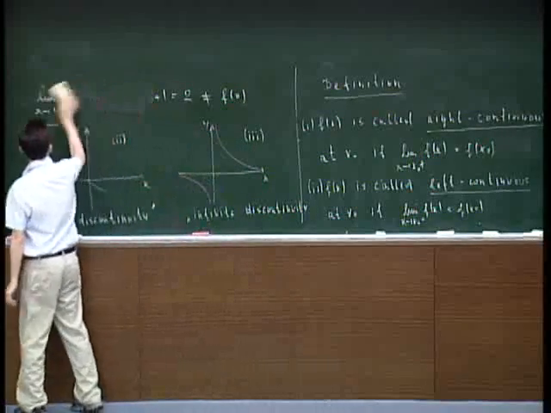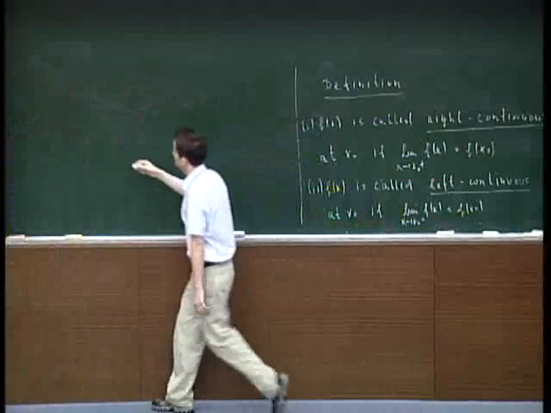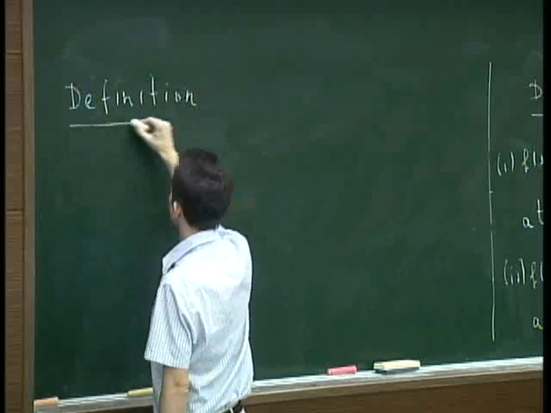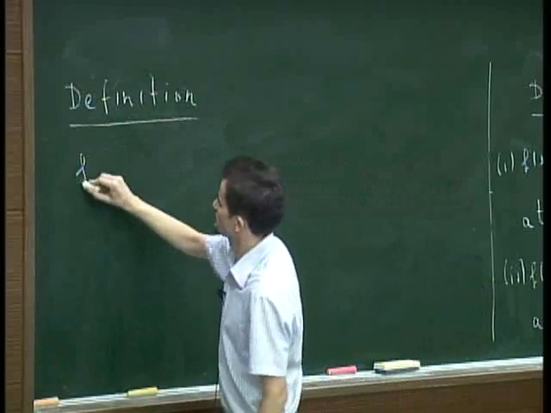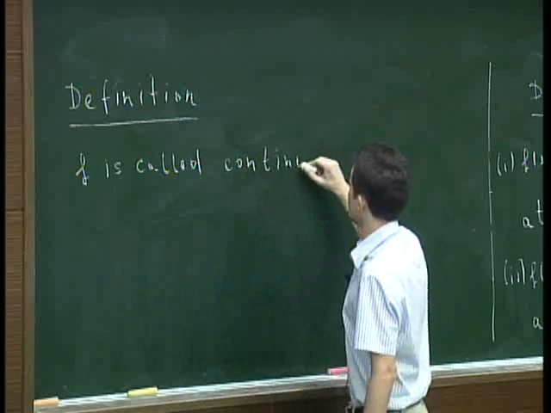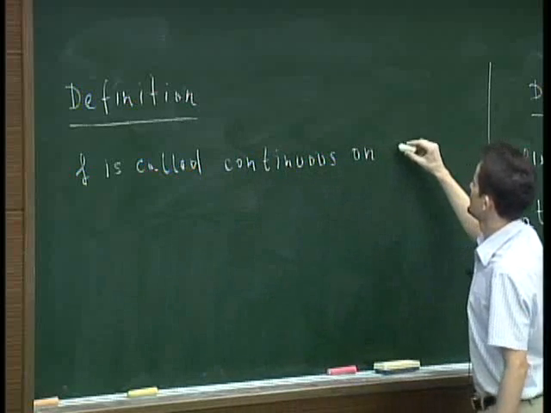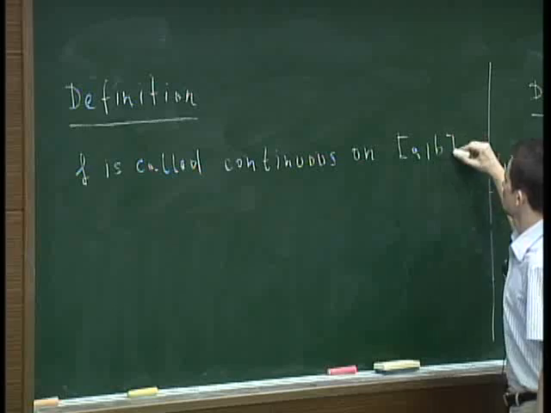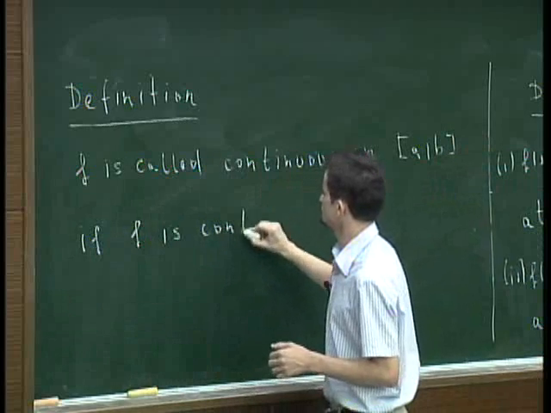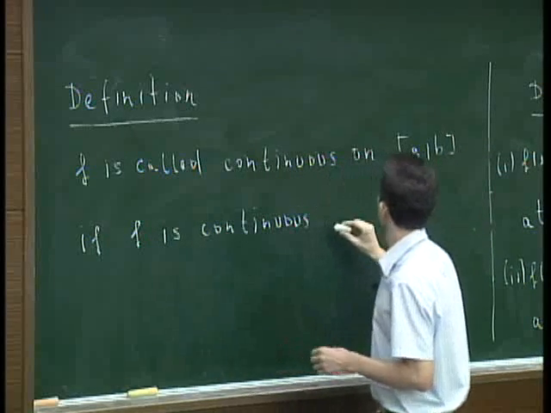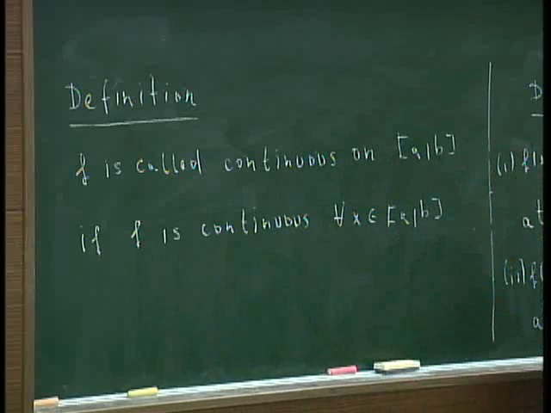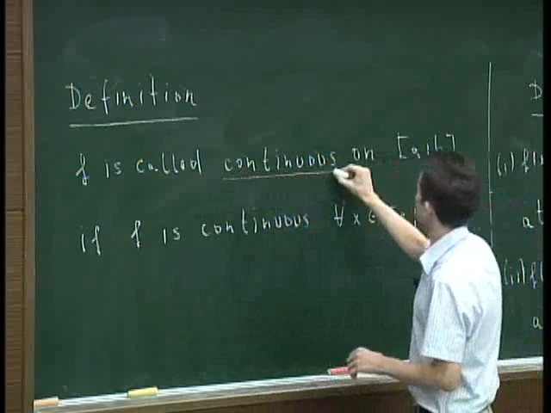Now, the next definition you find in our textbook is: f is called continuous on some interval if f is continuous for all x in the interval. Okay, so here this is continuous on an interval.